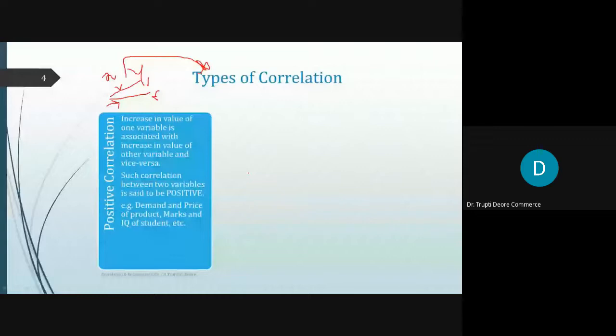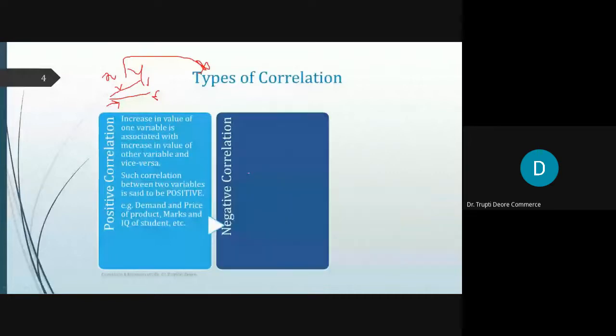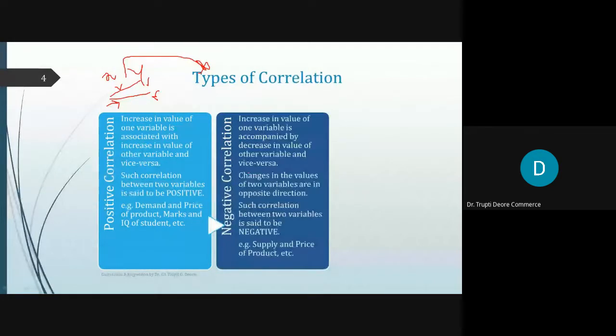It means increase in both variables, or decrease in both variables. Second one is negative variation or negative correlation. Now in negative correlation, increase in value of one variable is accompanied by decrease in value of other variable. It means if there are these variables x and y, if x is increasing, then y is automatically decreasing, or vice versa. X is decreasing, y is increasing.